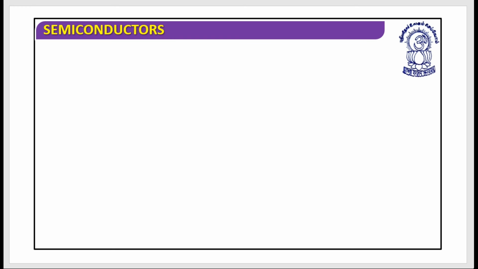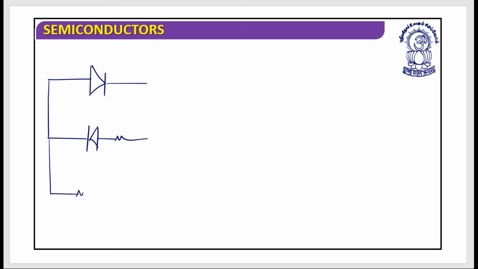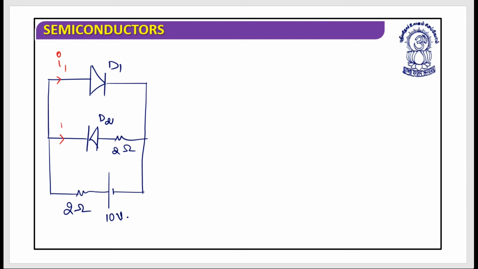The situation is something like this. This is one of the diodes. This is the other diode. This diode, let's call this D1. This is D2. This is 10 volt. This is 2 ohm. This is 2 ohm. What I want to find out is the current through this: I1, I2 and I3. So the question is to find I1, I2 and I3.